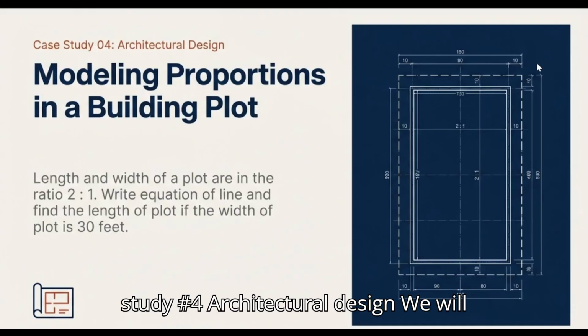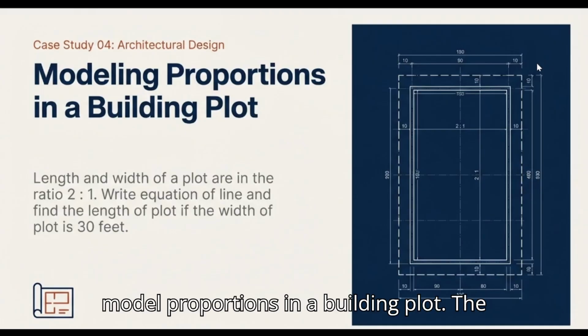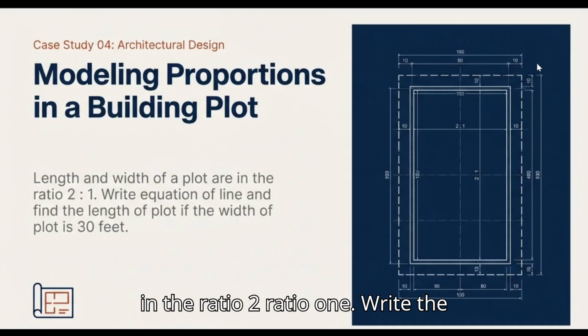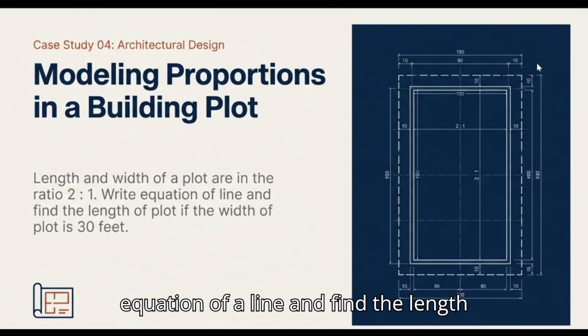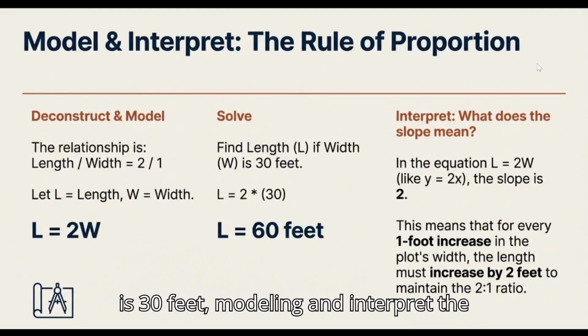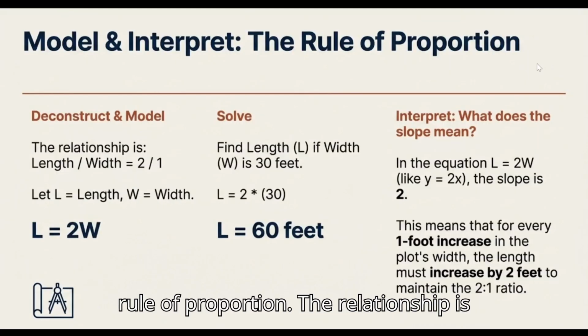Case study number 4, architectural design. We will model proportions in a building plot. The length and the width of a plot are in the ratio 2:1. Write the equation of a line and find the length of the plot if the width of the plot is 30 feet. Modeling and interpreting: the rule of proportion.